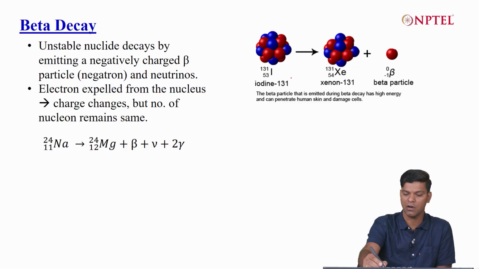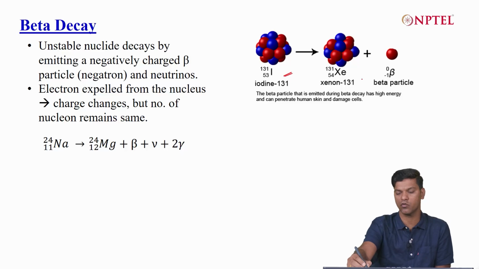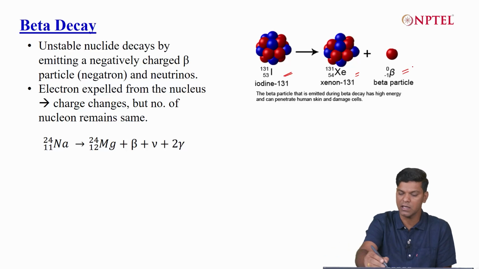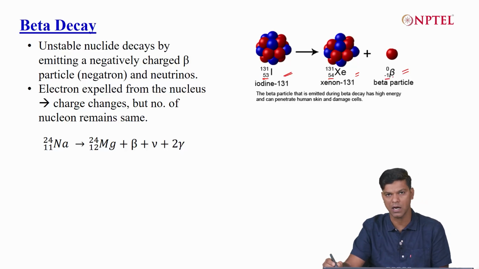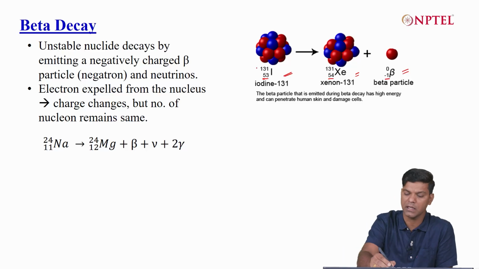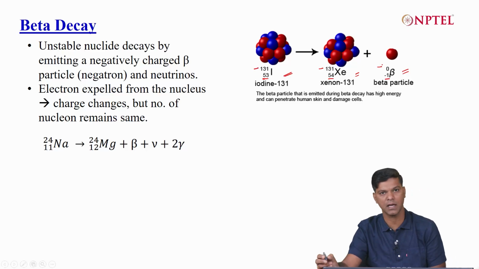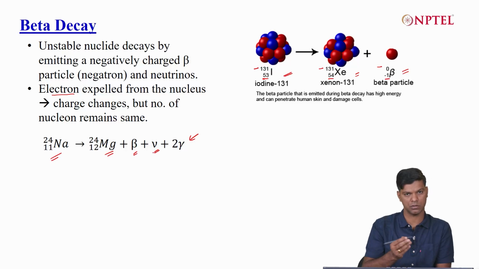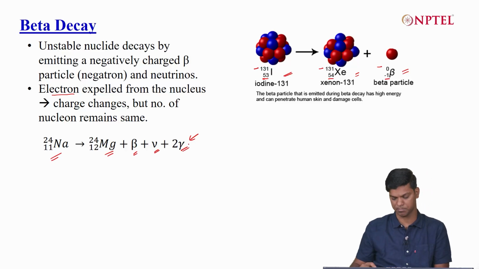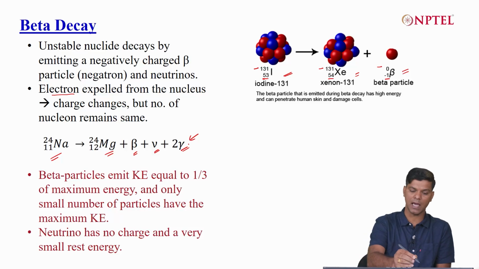Here is an example of iodine decaying to form xenon, and it also emits a beta particle. So, if you see, 53 is the atomic number which transforms into 54 because there is a -1 charge associated with beta, but there is no change in the mass side, the mass remains the same. Another example is this, where 24 sodium decays to 24 magnesium with a beta particle, associated neutrino and gamma radiation to balance the energy.